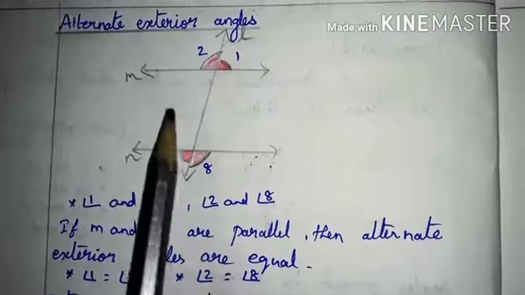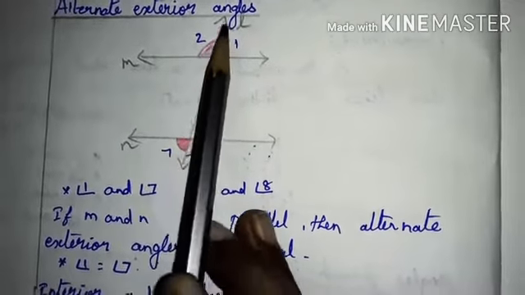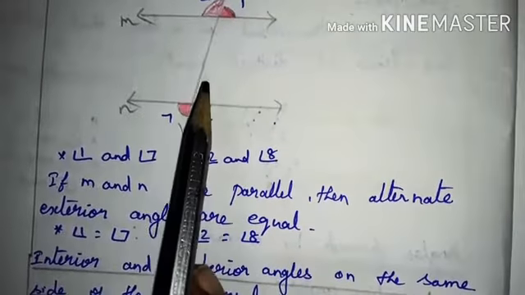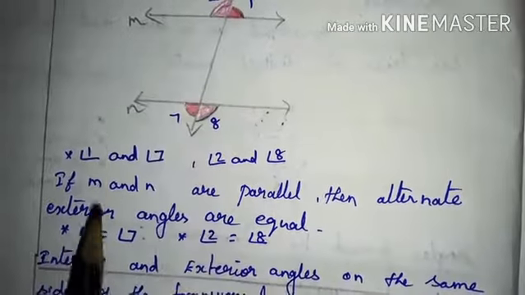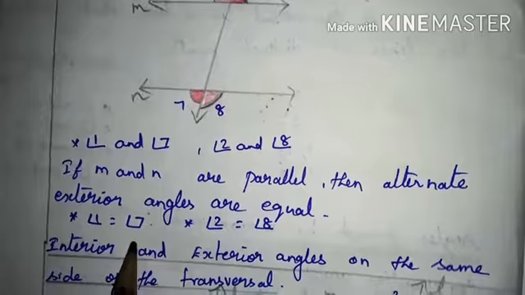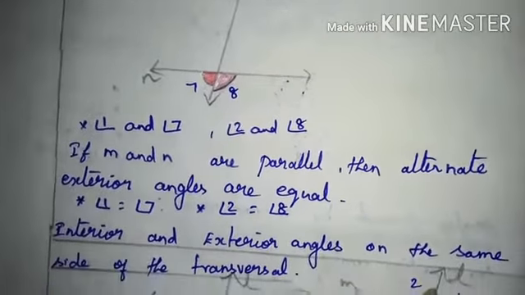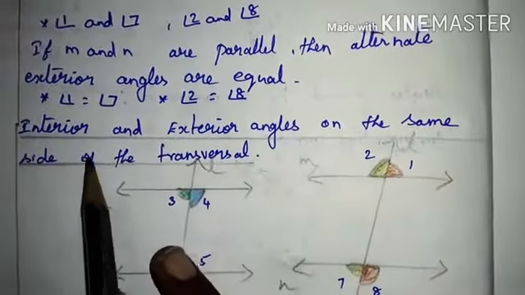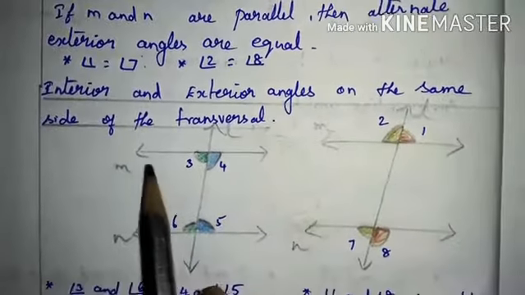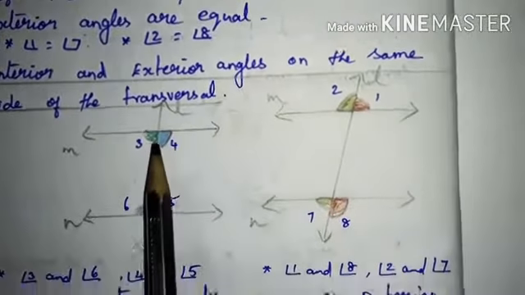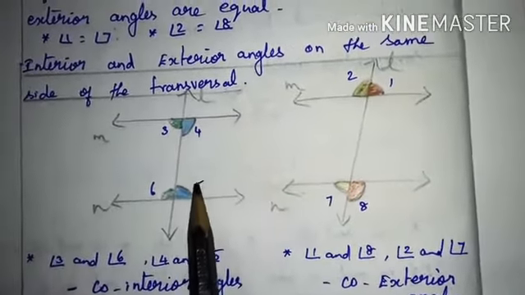Here also, if M and N are parallel lines and are cut by the transversal, then we say that alternate exterior angles are equal. That is, angle 1 is equal to angle 7 and angle 2 is equal to angle 8. Next are interior angles and exterior angles on the same side of the transversal. First we will see the interior angles on the same side of the transversal.